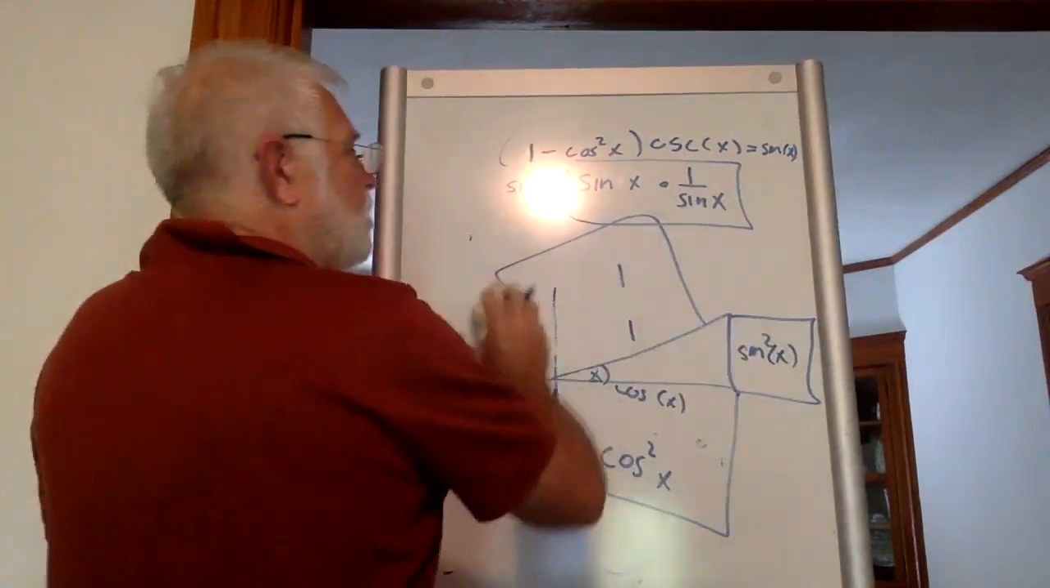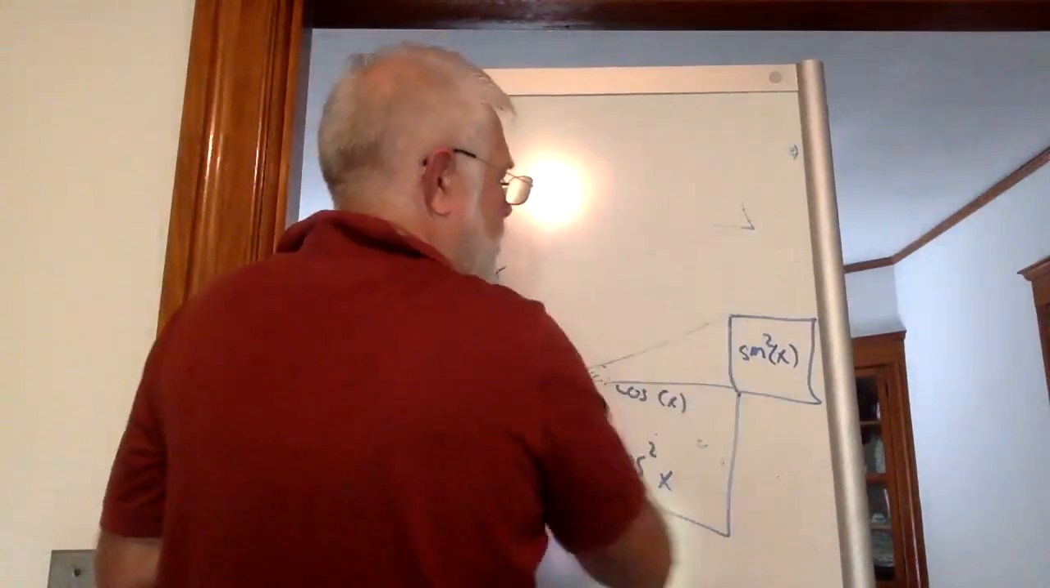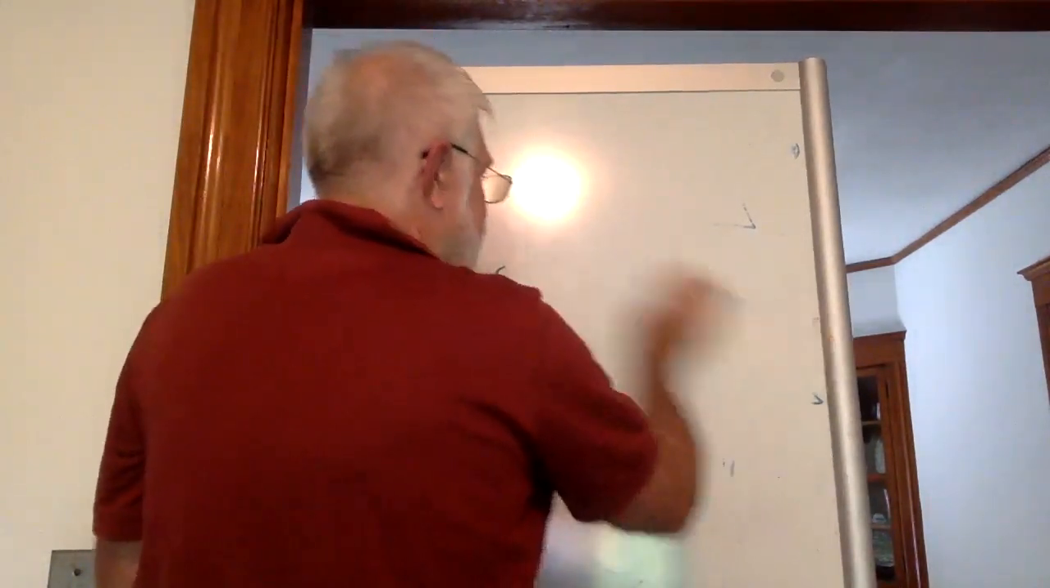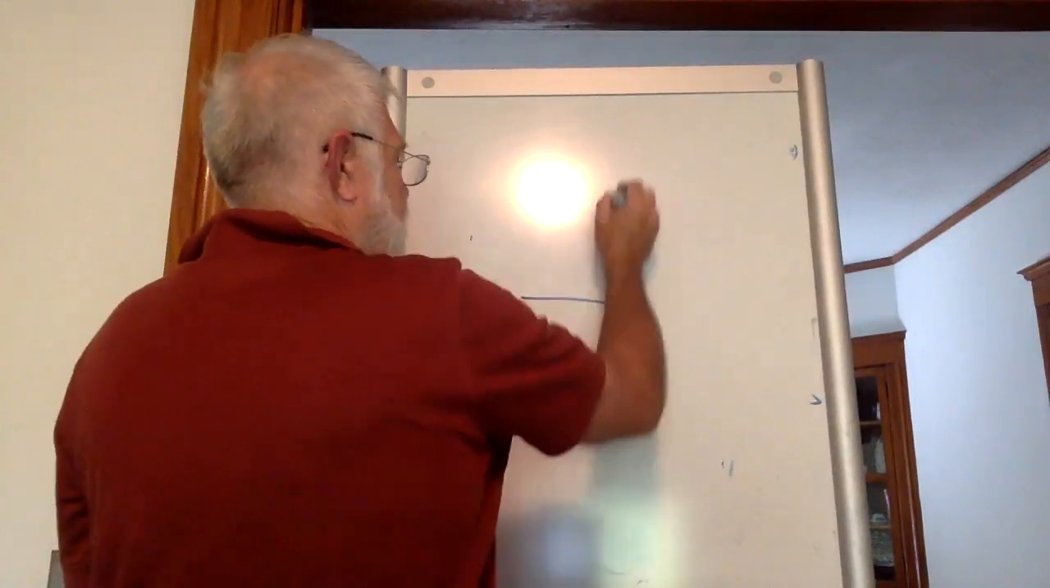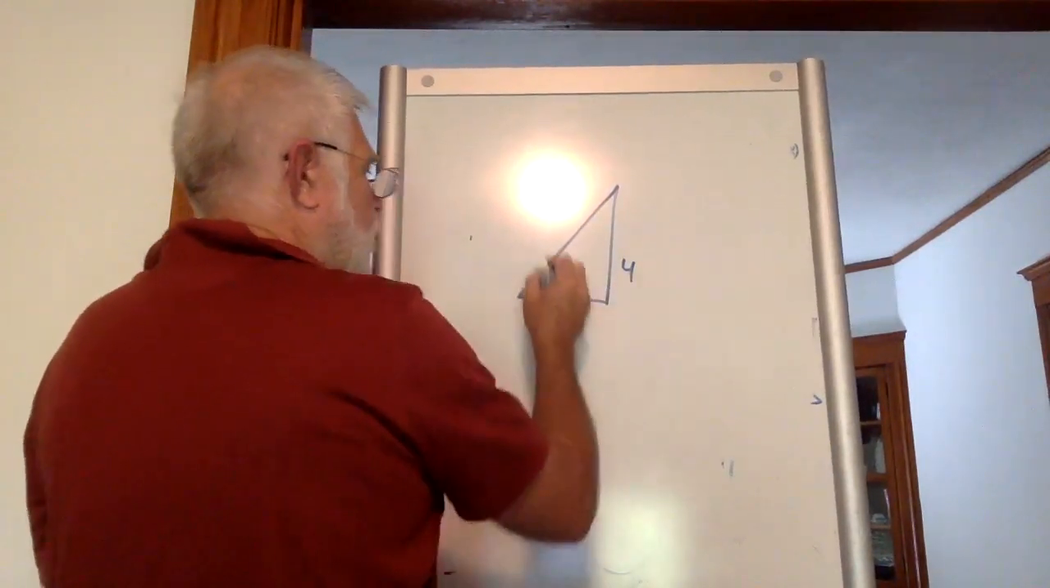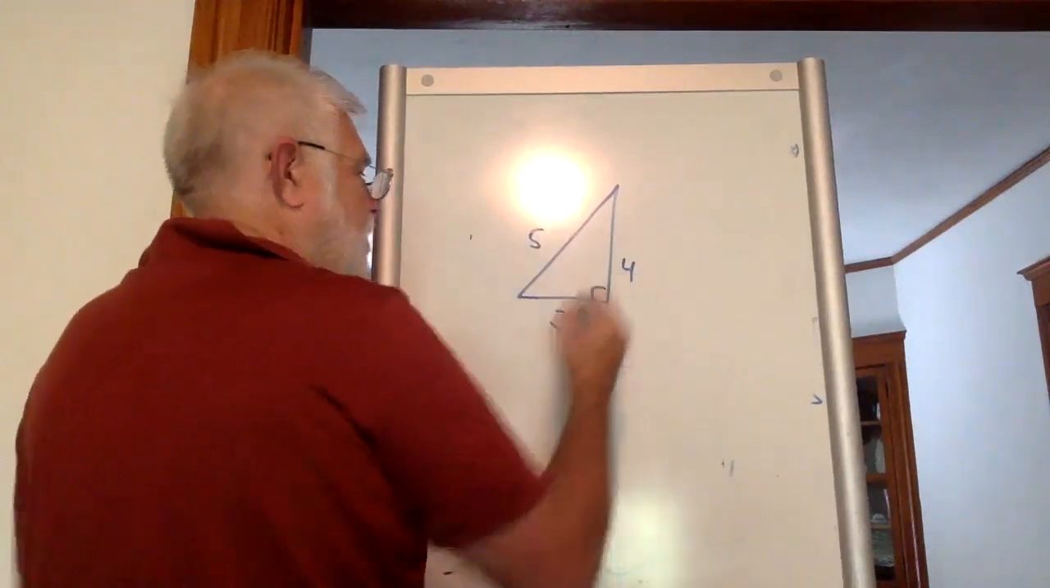All right, let's play with one here. A 3, 4, 5 triangle. We'll make that the 3, that the 4. 3, 4, 5. We know that to be a right triangle.